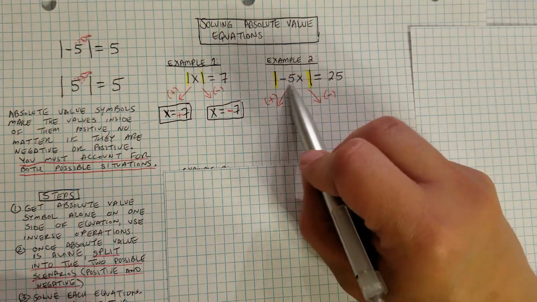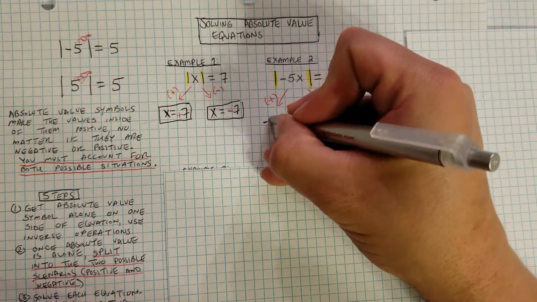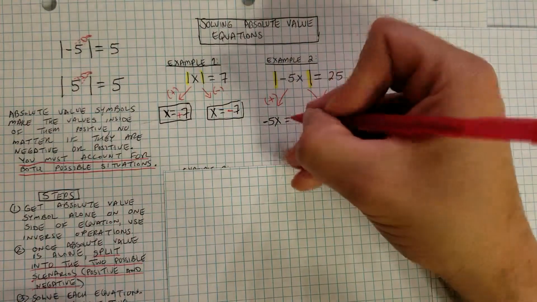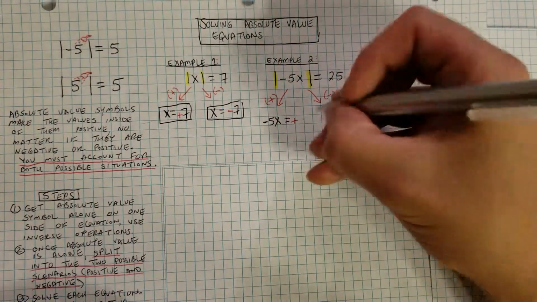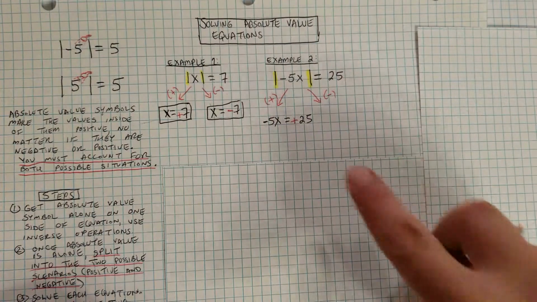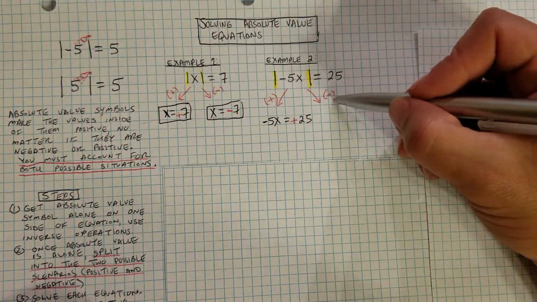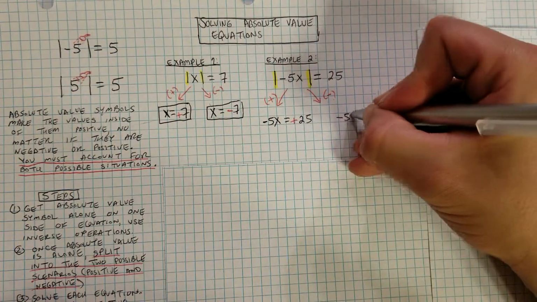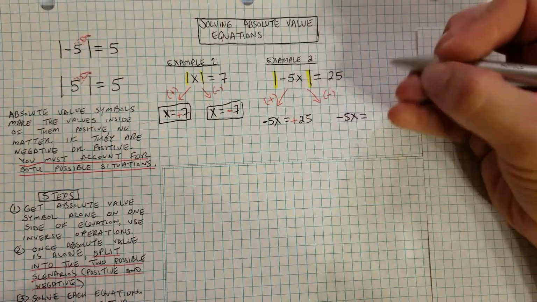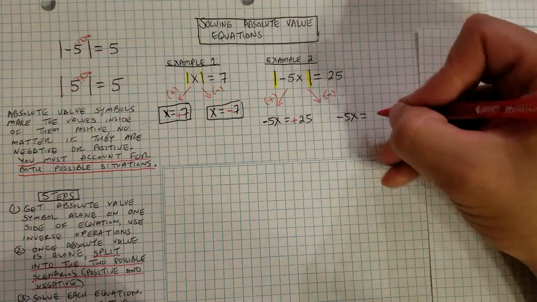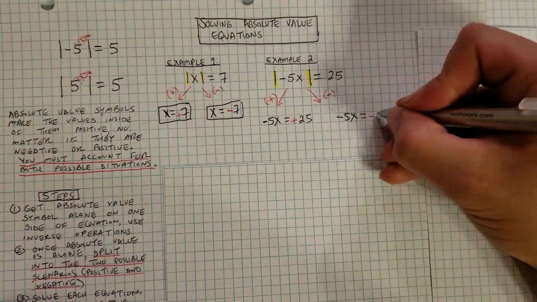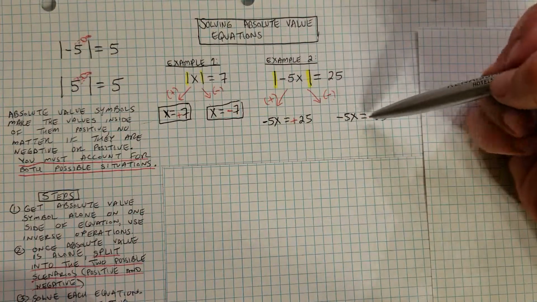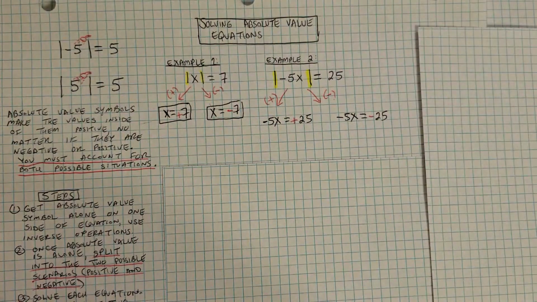So for this one, we're going to have whatever's inside, which is negative 5x, and we're going to set that equal to the positive version, which is going to be a positive 25. I'm going to put just a plus to let you guys know where it came from. And then we're going to have the negative version, which is a separate equation. Whatever was inside, which is negative 5x, is going to be set equal to the negative version, which is negative 25. So once you have the absolute value by itself, you split it up into the positive version and the negative version to cover your bases for both scenarios.